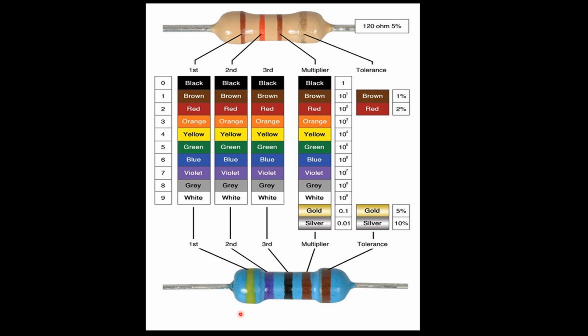You can also write it as 4.7 kilo ohm. And what is the tolerance value? The brown one, that is 1%. Okay, it is preferred over the golden one. So the value is 4.7 kilo ohm or 4700 ohm with 1% tolerance. Let us try 2 more.